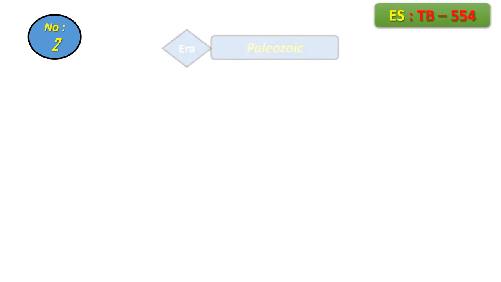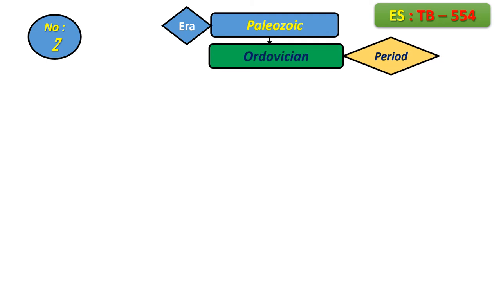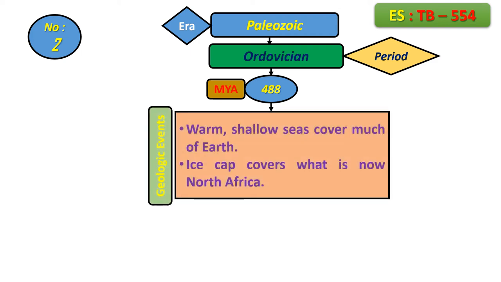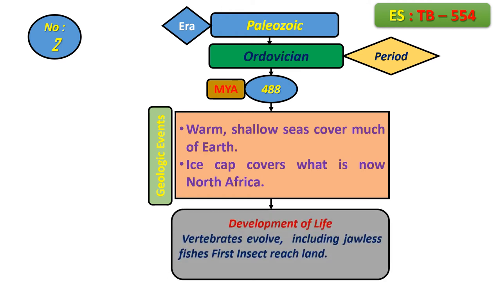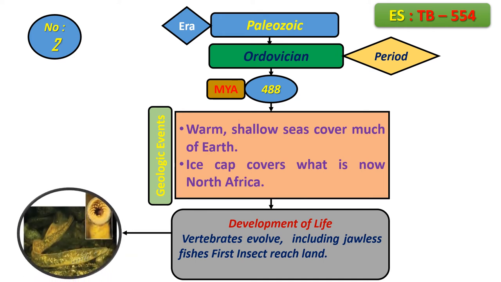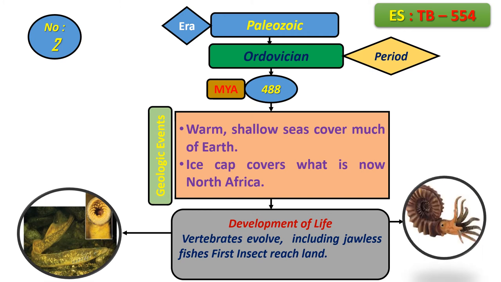The second period in the Paleozoic era is the Ordovician period, around 488 million years ago. Main geologic events in the Ordovician period: warm shallow seas cover much of Earth. An ice cap covers what is now North Africa. Development of life: vertebrates evolve, including jawless fishes. First insects reach land. Look at the diagram. You can see the jawless fish and ammonites.